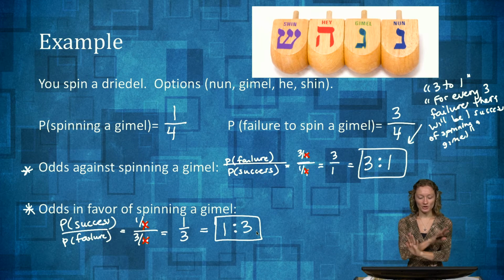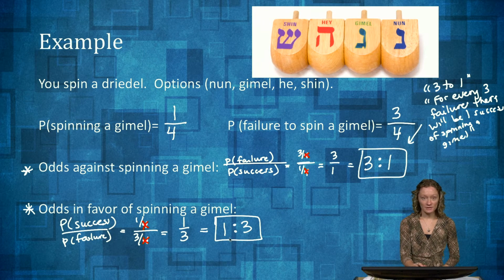It's just a matter of which one you're presenting first. Odds against gives you failure to success. Odds in favor gives you success to failure. So if you find one and you're asked to find both, just flip it. You don't even have to go through this process again. You can just flip it.